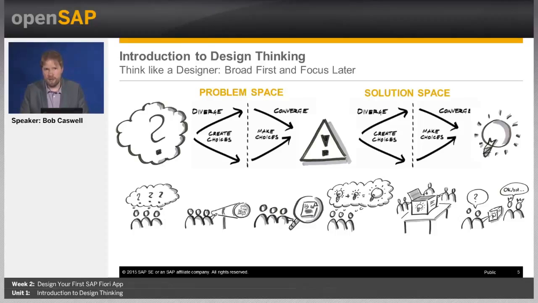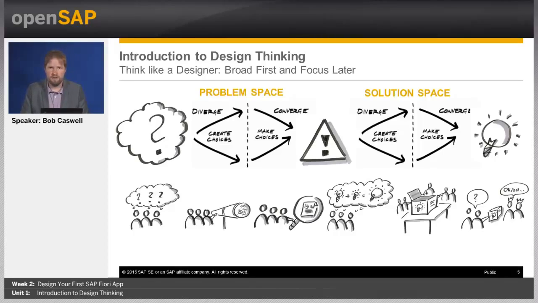Next is the solution space. Now that you have a problem you're addressing, you diverge. You brainstorm tons of ideas on how to solve for that problem. Take a break and then you come back and converge. That is, you analyze all the solution options you came up with and determine the best one that most effectively addresses the problem identified.